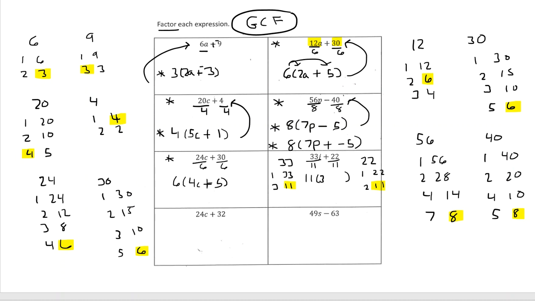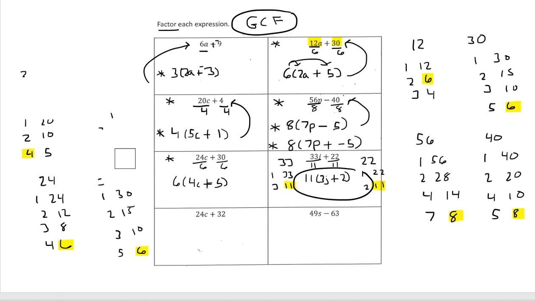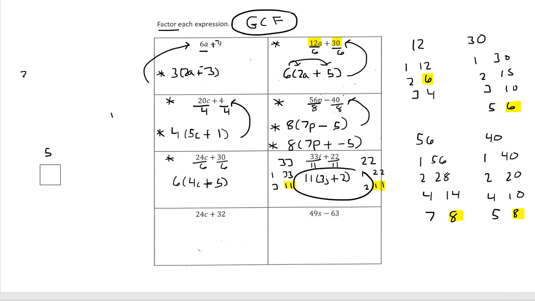33j divided by 11 is a 3j. 22 divided by 11 is plus 2. And then 11 times 3j is 33j, and 11 times 2 is 22. So like I said originally, the cool thing about factoring is that you can just distribute, and as long as you get back to what you started with, then you know that you have factored correctly. Okay? Let's do 2 more, and then I'm going to have you guys practice some of these on your own.